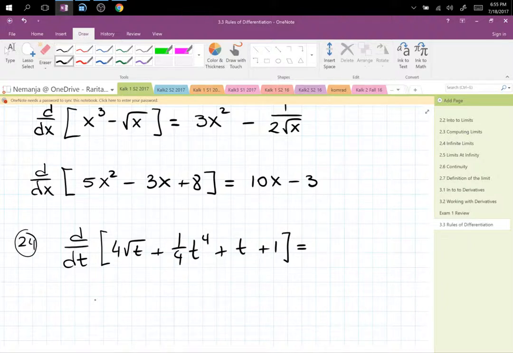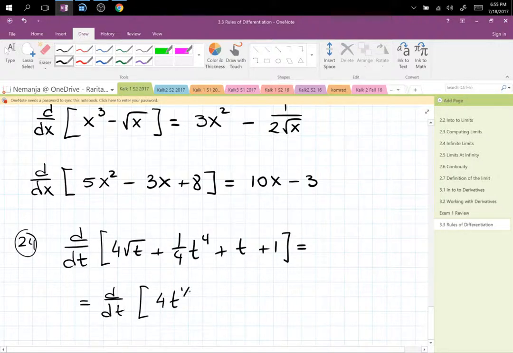How do we do it with the first term? What should I write? You write it as 4t to the... Okay. So we have the first term, we need to rewrite as 4t to the 1/2, and then all the other terms stay the same. Okay, we can simplify that. Good. And now what?